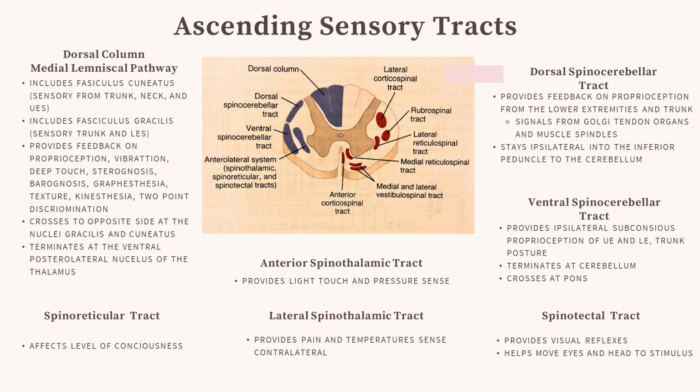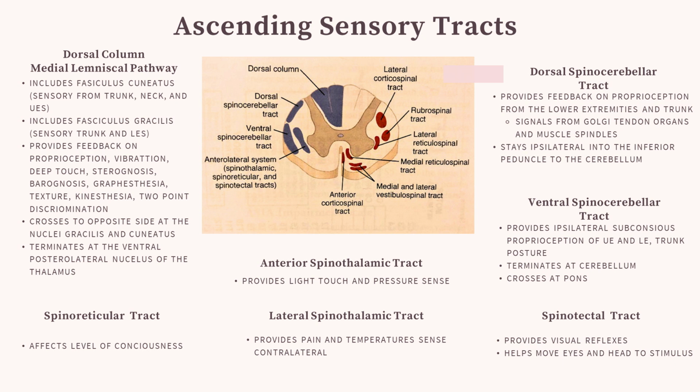And then it also gets signals from the Golgi tendon organs and the muscle spindles, which are going to provide our spinal cord with that feedback of our length-tension relationships and if a muscle or tendon is being overly stretched or where the joint is in place. And then lastly, this is going to stay on the same side. It's going to stay ipsilateral, and then it goes all the way into the inferior peduncle of the cerebellum. So a little bit of a different entry point into the brain there.